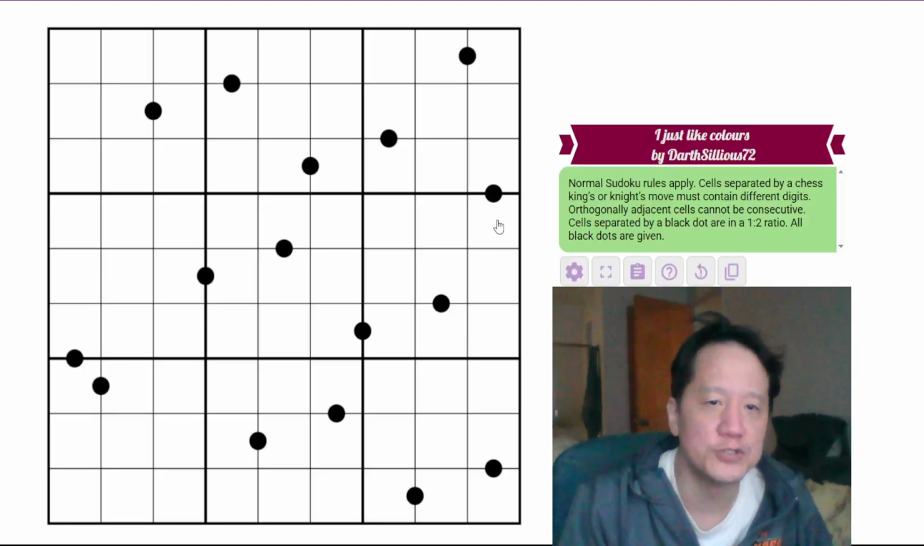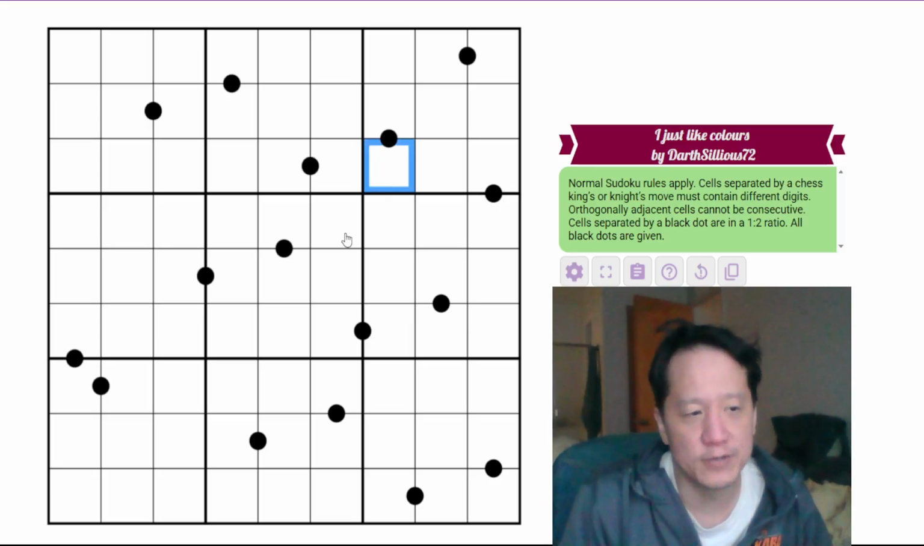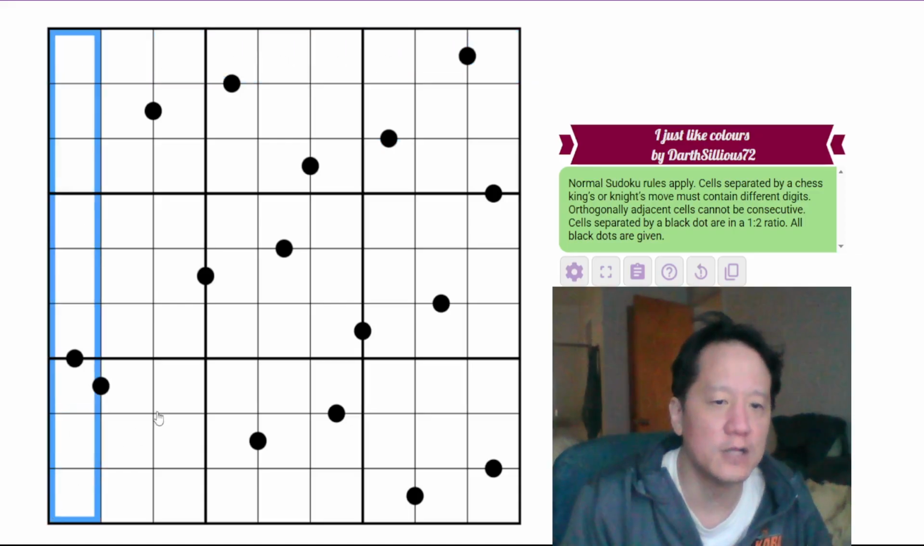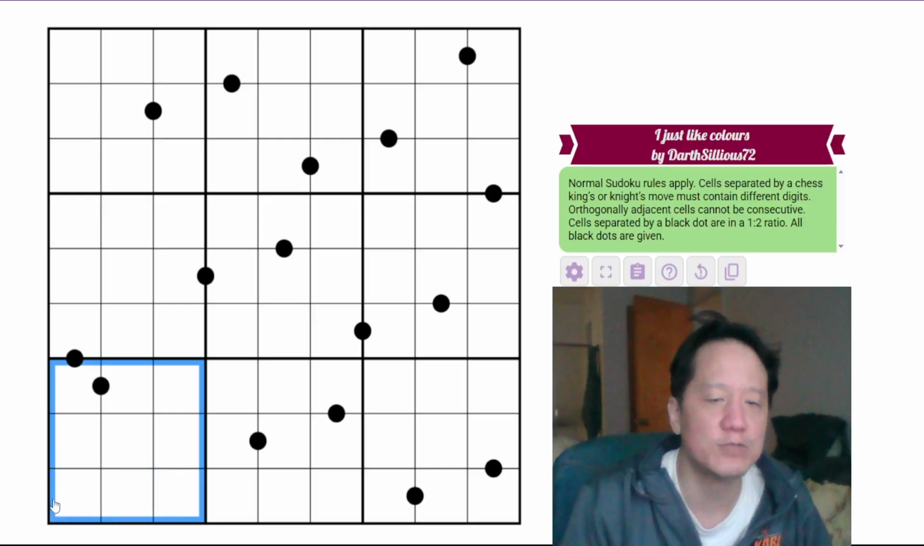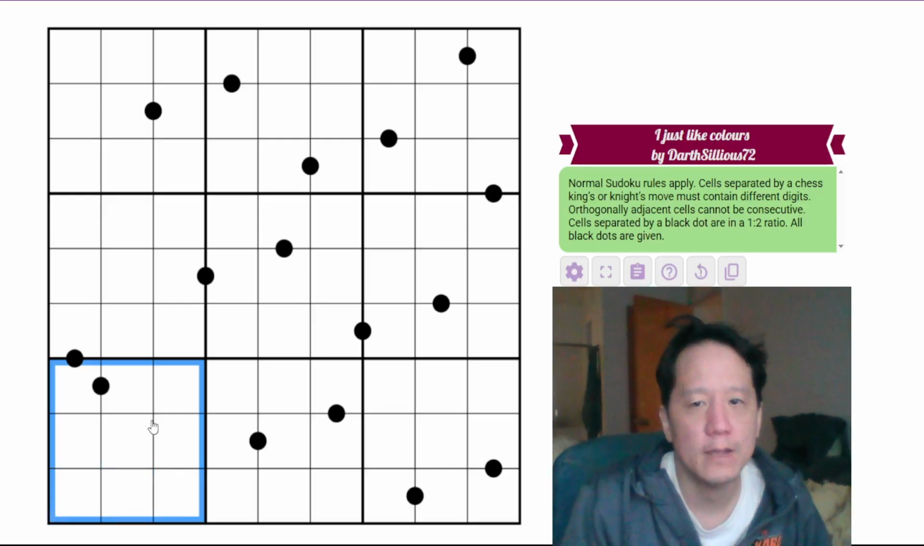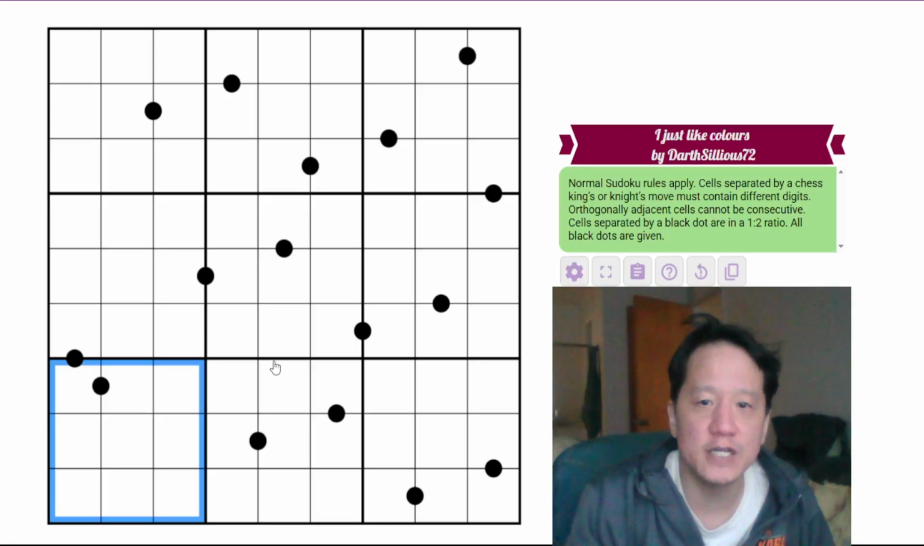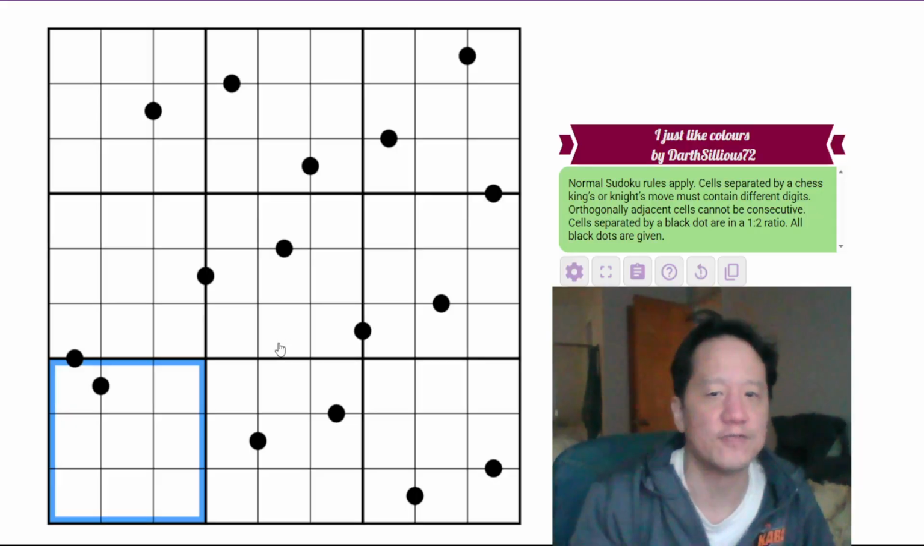Normal Sudoku rules apply, which means in every cell in the grid, place a single digit from 1 through 9 such that there are no repeats in any row, column, or designated 9-cell region. In addition, cells separated by a chess king's or knight's move must contain different digits.